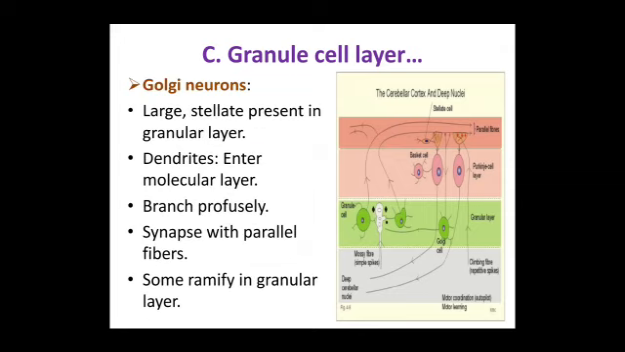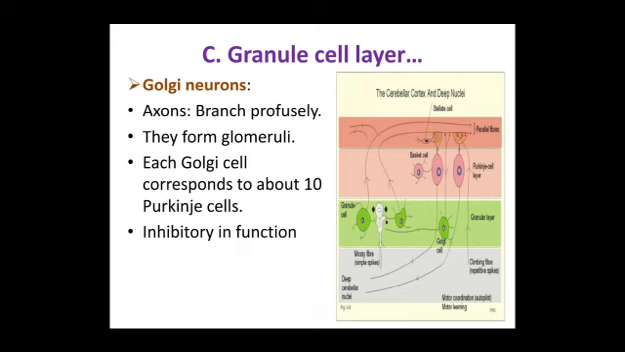Next, coming to the Golgi neurons, they are large and stellate shaped, present in the granular layer. The dendrites enter the molecular layer, branch profusely, and synapse with the parallel fibers. Some ramify in the granular layer. The axons branch profusely. They form glomeruli. Each Golgi cell corresponds to about 10 Purkinje cells. These are also inhibitory in function.